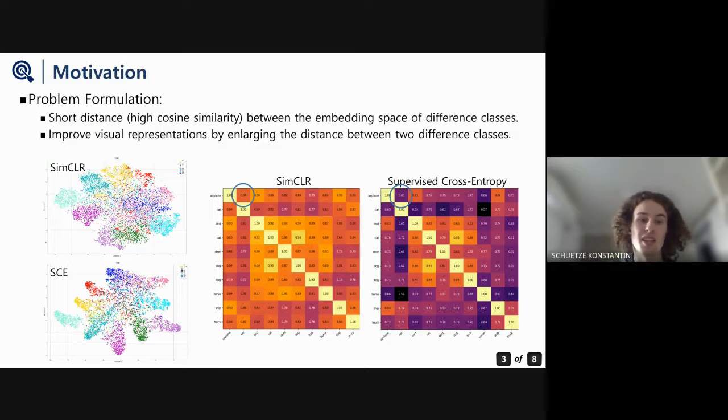What we've observed is that the embedding space for SimCLR is rather convoluted, and the classes are rather close together. We've visualized this in this heat map of the cosine similarities between the class means on the right. We can see that for many categories, the mean representations of the classes are rather similar. We also observed that this is a problem in supervised models using cross entropy, even though it is less dark there.